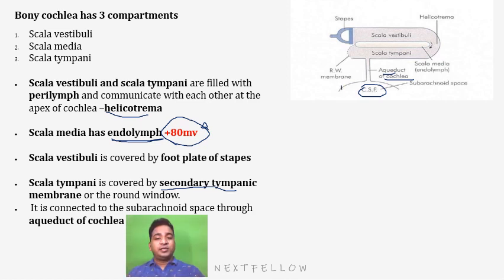Again, this has been asked in the exam, so try to remember that scala tympani is the part of the cochlea which via the aqueduct of cochlea connects with the CSF space of the brain, whereas the scala media consists of endolymph where the voltage is plus 80 millivolt.